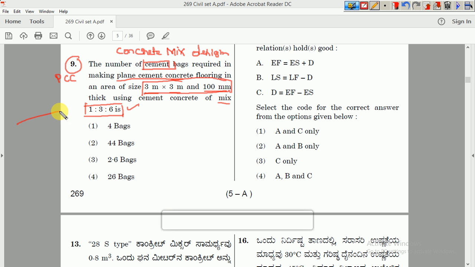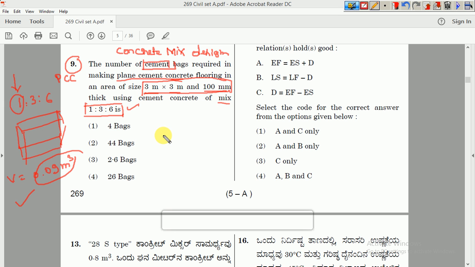Okay, so let me take, this is a concrete floor like this. I need to place the concrete which is in the ratio 1:3:6. First let me find the volume for this. The volume is 3 × 3 × 0.1, that is 0.09 m³ is the volume of the concrete floor. For this complete volume I need to put concrete, so what is the amount of cement which is utilized, they are asking.